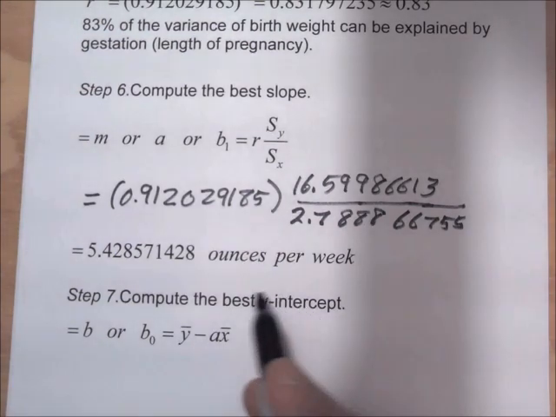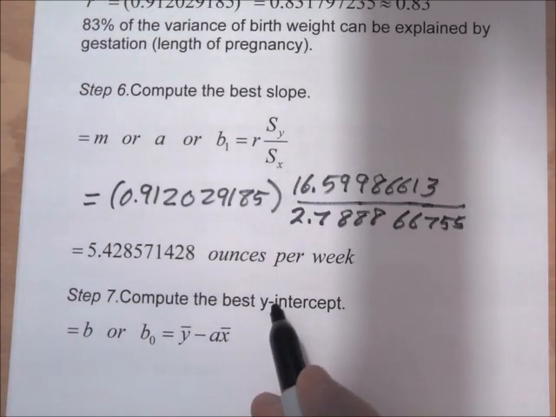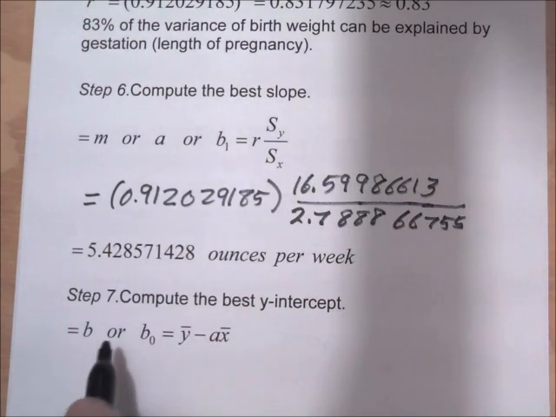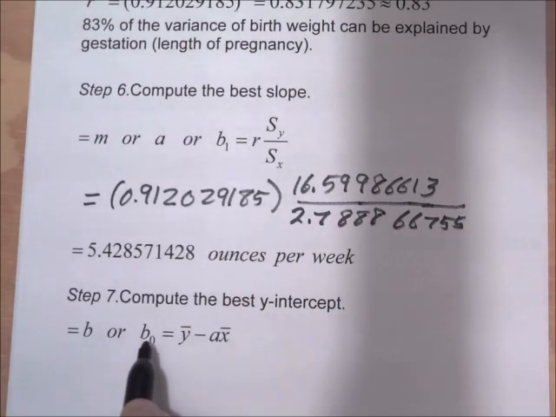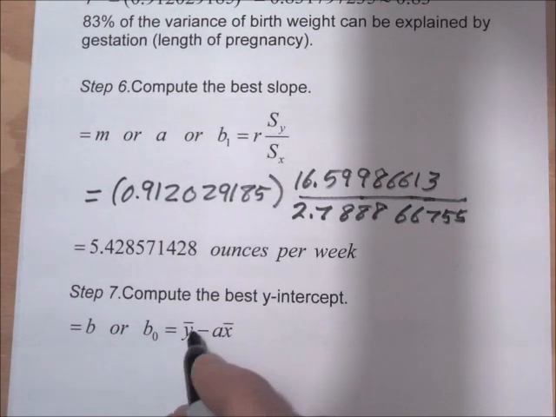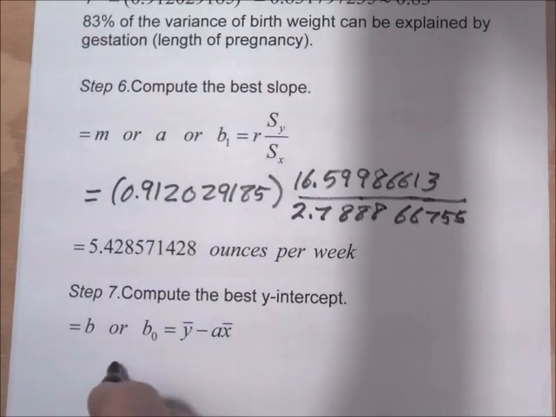Okay, so that's our slope. And then once you have the slope, you can compute the best y-intercept. Our calculator uses the letter B. Some statisticians like the letter B0 for the y-intercept. And it's going to be the mean for y minus the best slope times the mean for x.